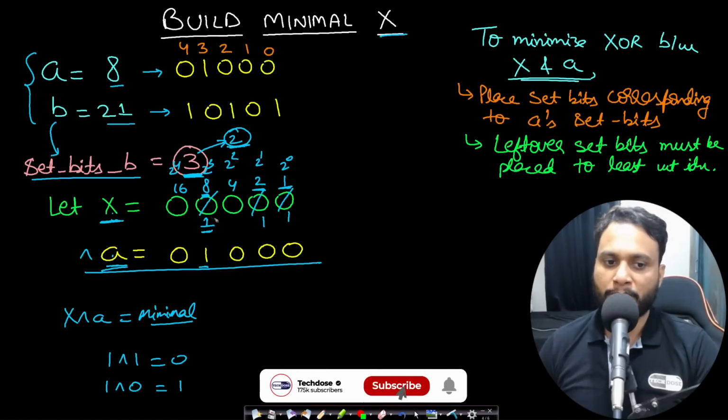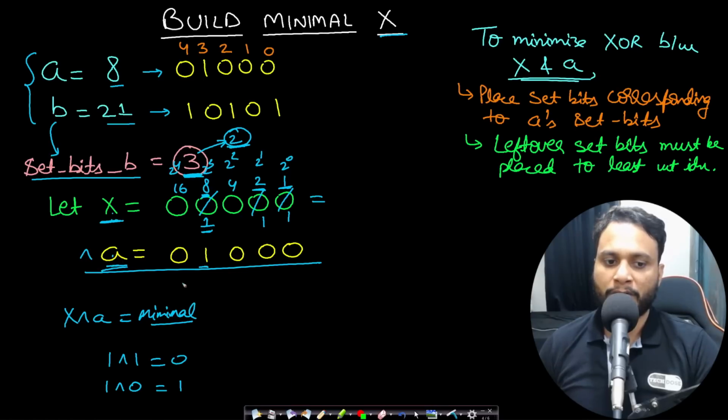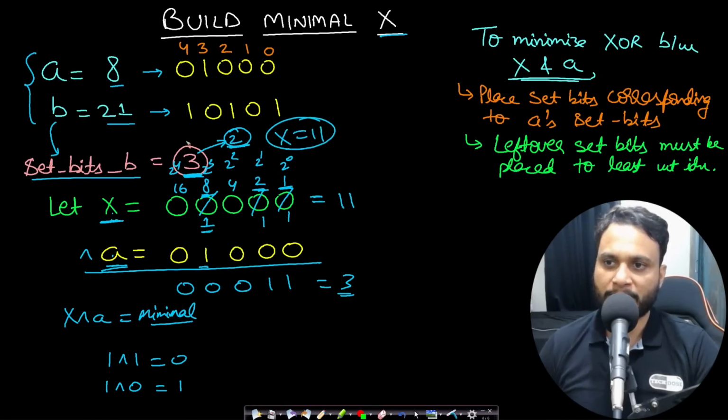Okay, so if you make this happen, then the overall value of X XOR A will be 0 0 0 1 1, which is equal to 3. So what is the value of X that we found? 8 plus 2 plus 1, which is 11. Therefore X equals 11 will be the result for this particular example.